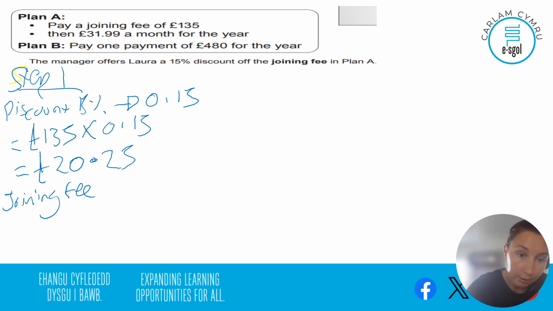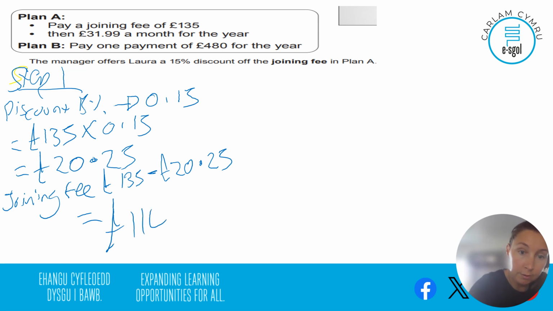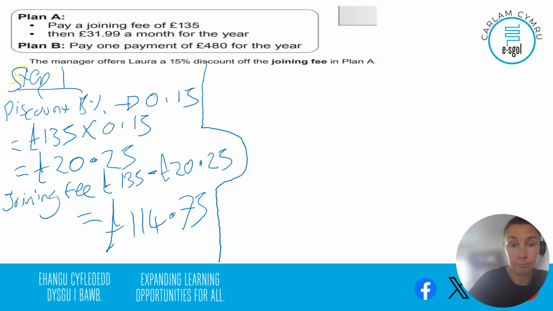So the joining fee is 135, take away £20.25. Work that out on the calculator and you should get an answer of £114.75. That is now her joining fee. That's step 1. And the answer you'll need to use shortly will be this one. Right, step 2.